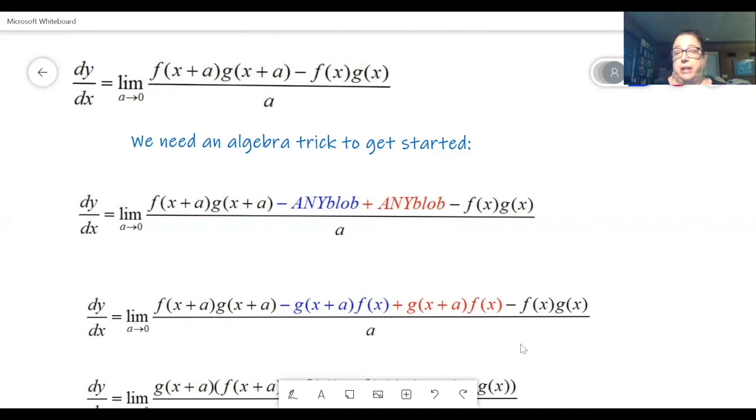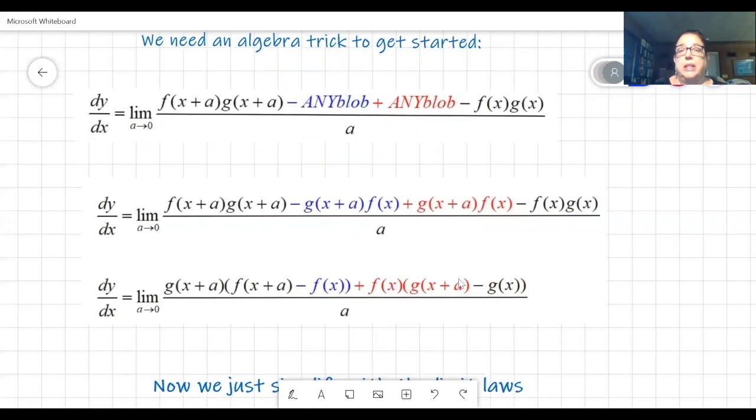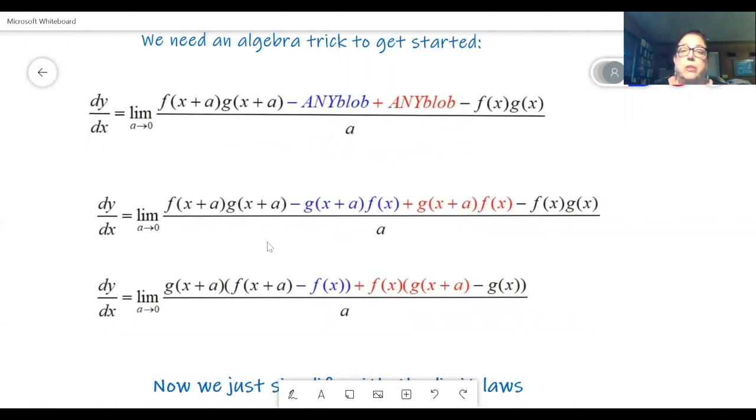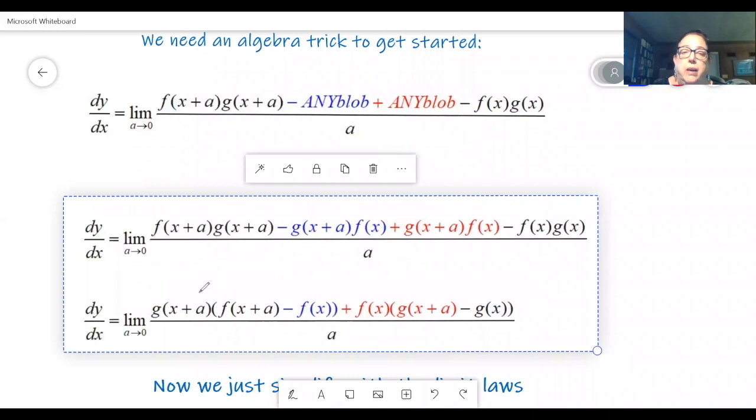Now you're going to see why we did that. We did that so that in the first two terms, I could factor out the g of x plus a. See? We have a g of x plus a here, and we have a g of x plus a here, and I'm going to factor it out. And in the second two terms, I'm going to factor out the f of x. I have an f of x in each term. I'm going to factor it out.